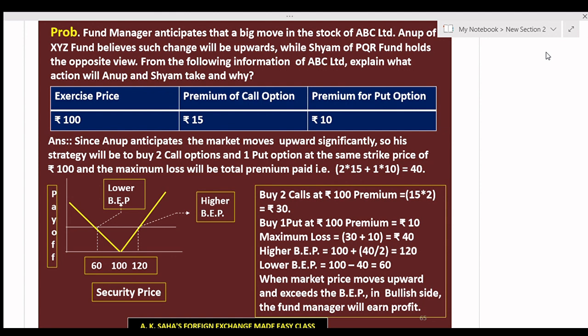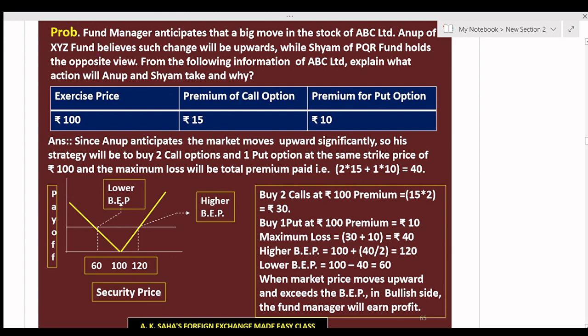Today is the 26th session. Last day I discussed short and long straddle. Today I will discuss short and long strangle. Before we start, I will solve a problem of short straddle.